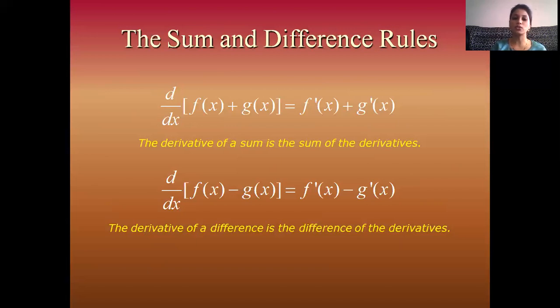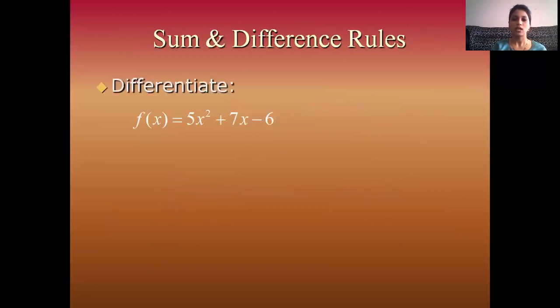Second, the difference rule. We have two functions, f of x and g of x. Subtract these two functions and apply derivative on it. So d by dx of f of x minus g of x is equal to f dash of x minus g dash of x. So we have a note here: the derivative of a difference is the difference of the derivatives. Example on sum and difference rule.